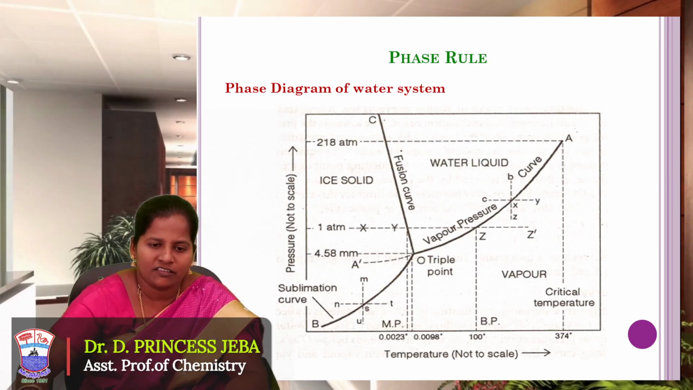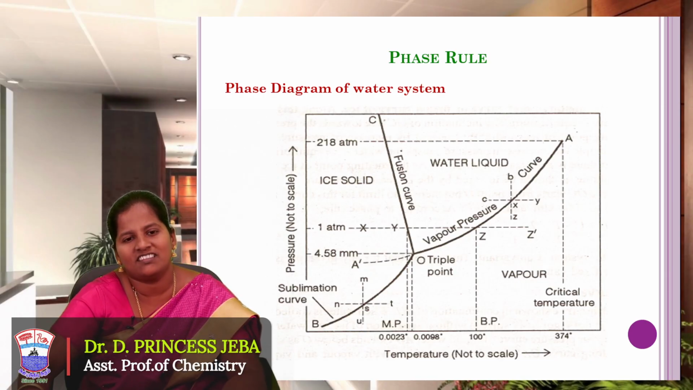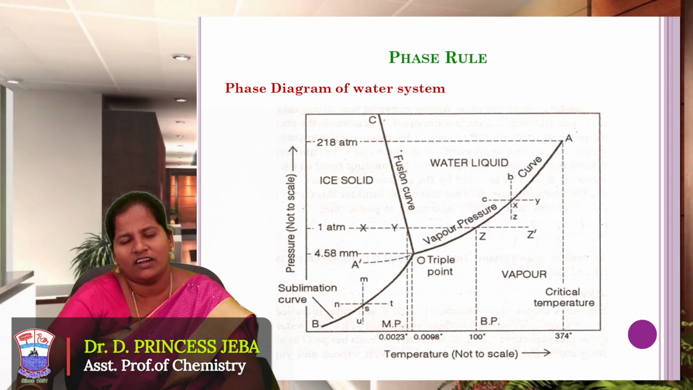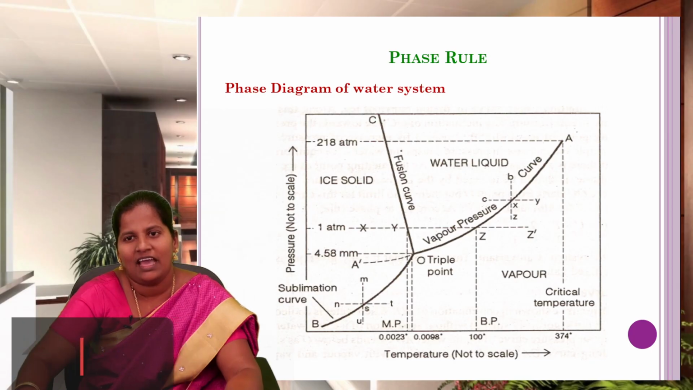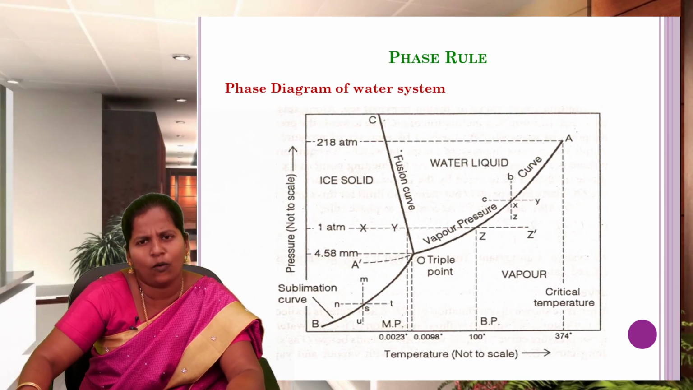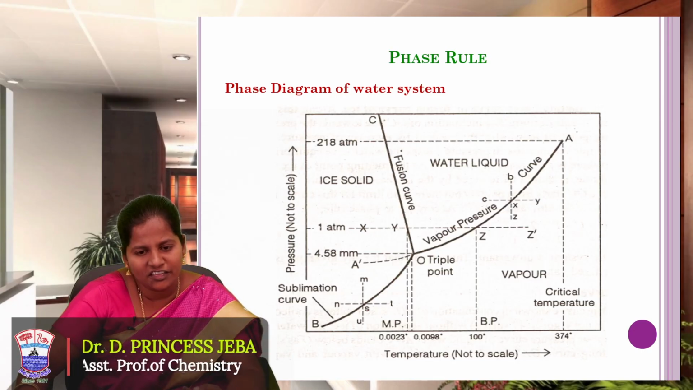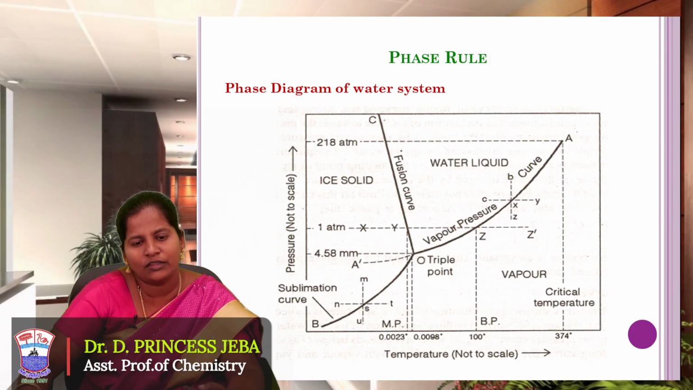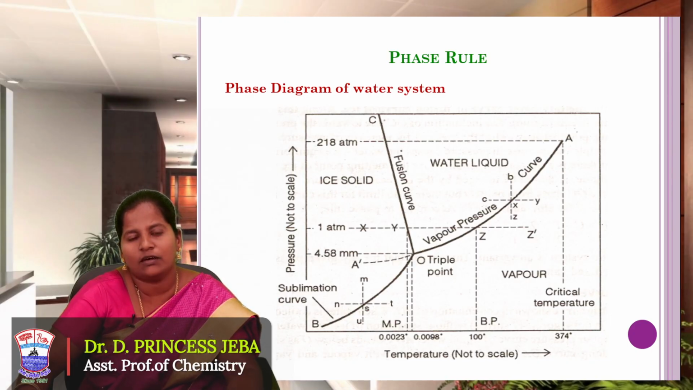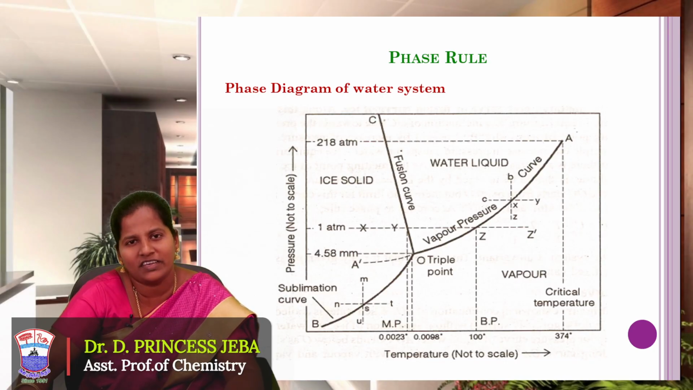Next is the dotted curve OA prime. This OA prime is called the metastable curve, that is, the supercooled water curve. When we decrease the temperature and cool the water in a very slow way, even after 0 degrees Celsius there is no formation of ice, but water exists in a supercooled state, and this equilibrium is called metastable equilibrium. When a disturbance is created, it suddenly solidifies into ice.